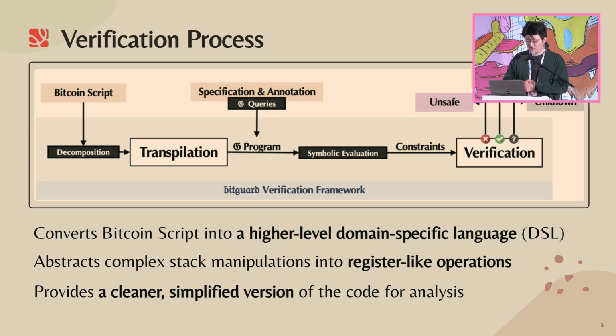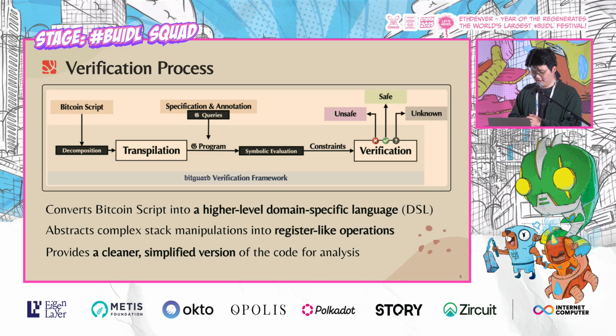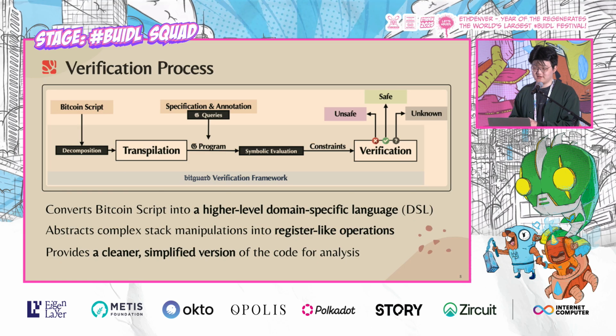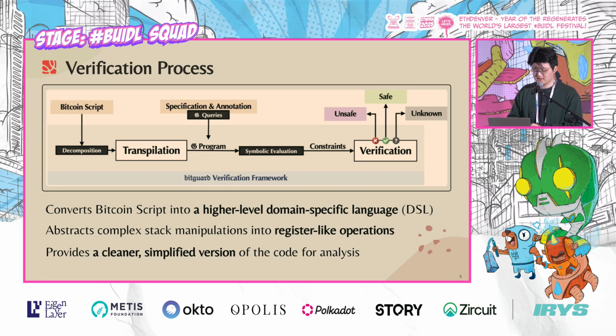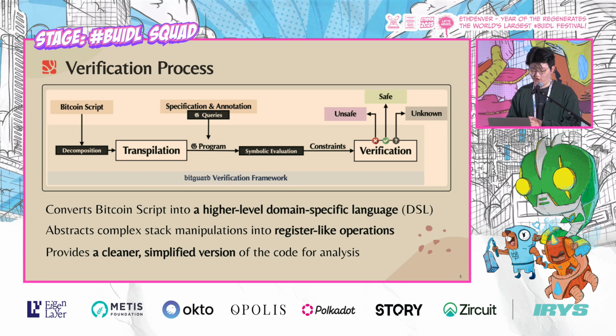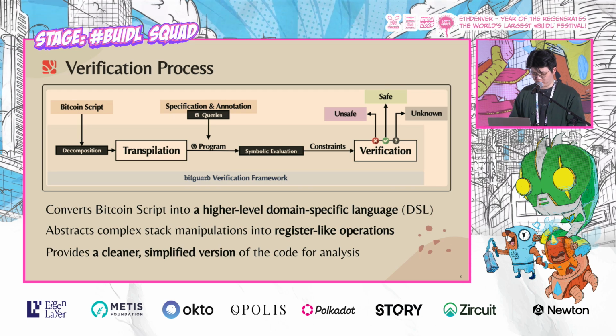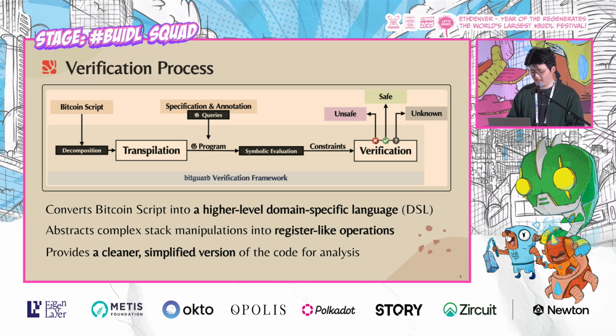So the first stage of the whole process is to convert Bitcoin script into what we call a domain-specific language, or DSL. This DSL abstracts away the messy details of stack operations by replacing them with register-like operations.